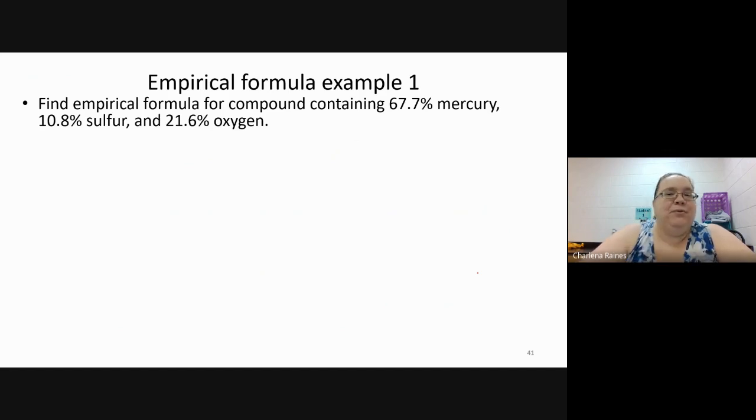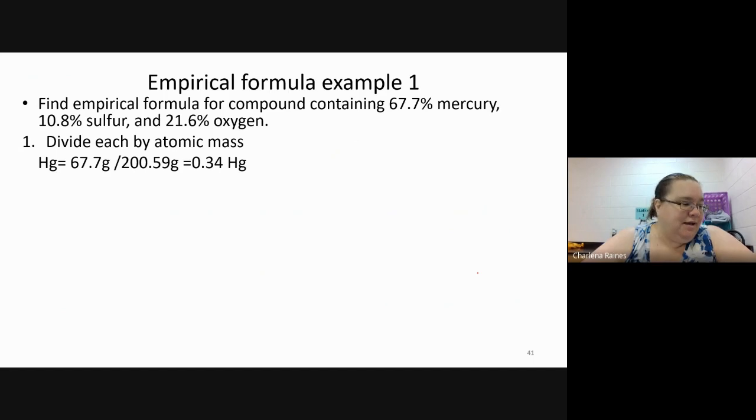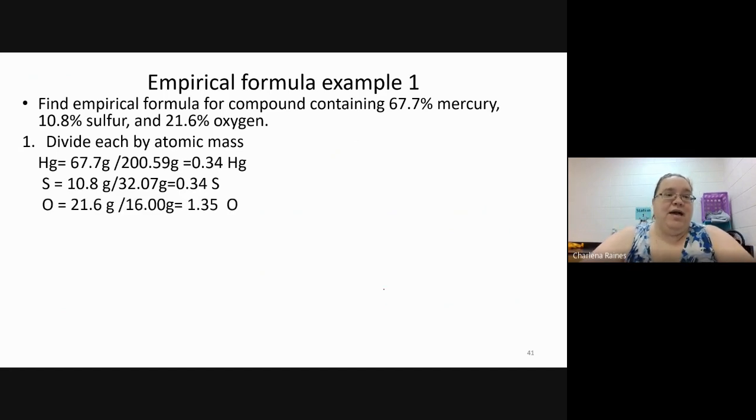So I take each of my percents and I divide them by the atomic mass. So if I look at my periodic table, my mercury has an atomic mass of 200.59. So I take my 67, divide by mass. I do the same thing for the sulfur and the oxygen. So I have all three numbers and I've divided them each by their respective molar masses. Now I have to look at these three numbers and figure out which is the smallest, because step 2 is divide by the small.